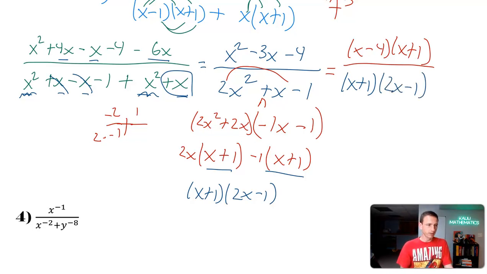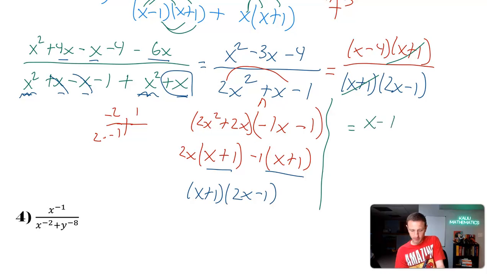And look at that. After all of that, look what happens. The x plus 1's cancel out. So that is going to leave me with x minus 4 over 2x minus 1 for all that work.